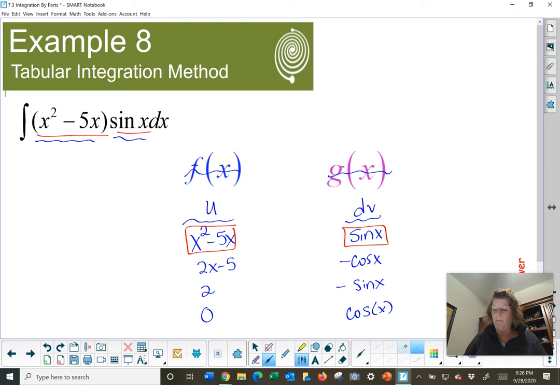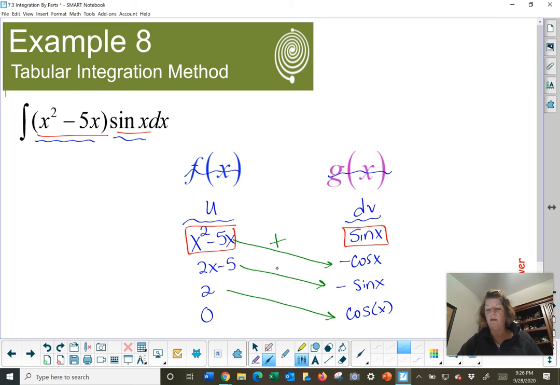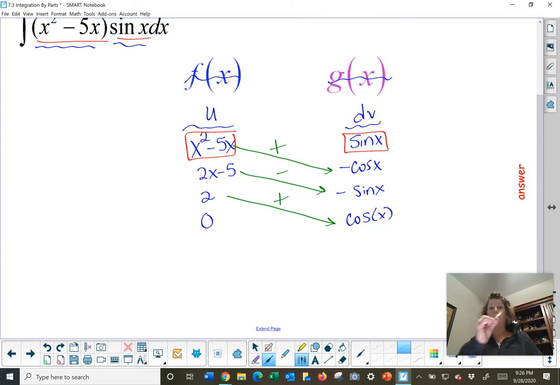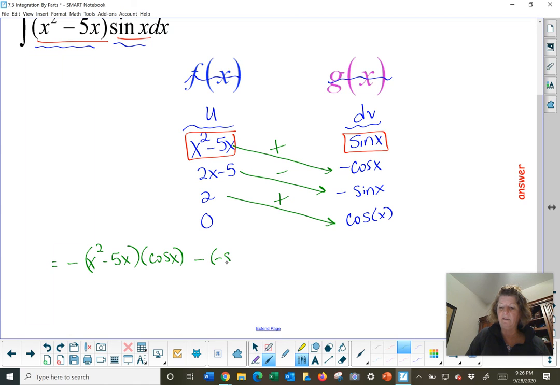Now we're going to do our diagonal lines, first term to the second, and so on. It'll be a positive, negative, positive. I always start with positive. And now it's the products of the diagonals. So a positive times a negative will still be negative: minus x squared minus 5x times the cosine of x. My next one will be minus minus, so I'll have minus negative sine x.